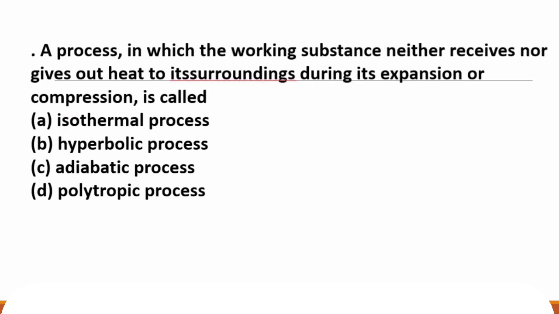Next question, a process in which the working substance neither receives nor gives out heat to its surroundings during the expansion or compression is called option A isothermal process, option B hyperbolic process, option C adiabatic process, option D polytropic process. The correct answer is option C adiabatic process.